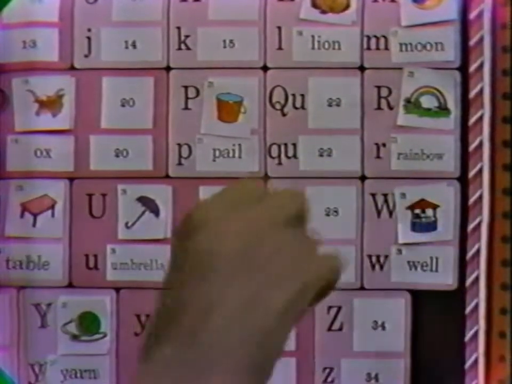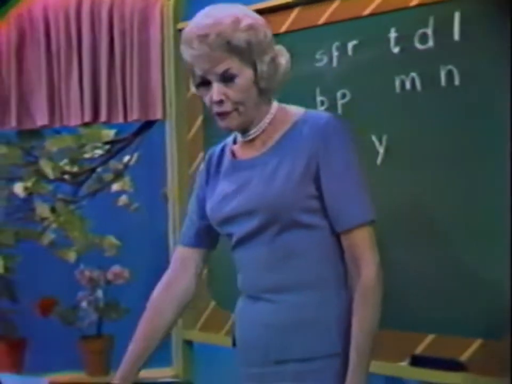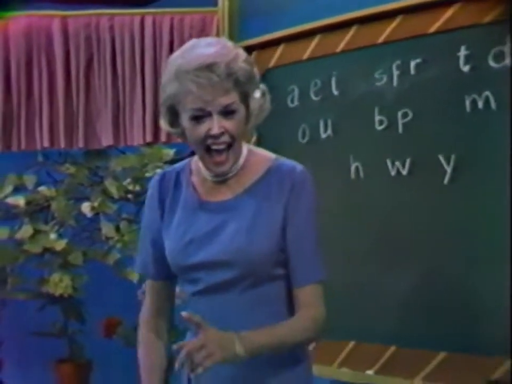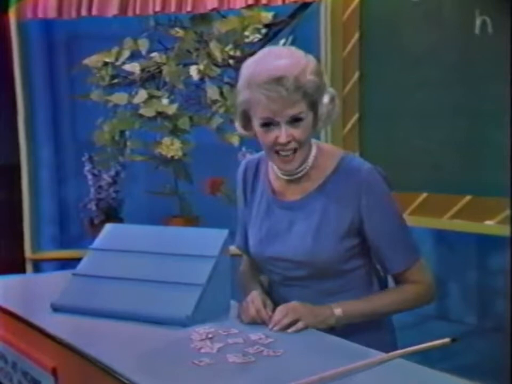Well, W. Now, as you can see, the chart is almost filled. So far, you've learned 18 letters. Now, that's almost the whole alphabet. There are only a few left for you to learn. And now, we have enough letters to play our super-duper word hunt game.